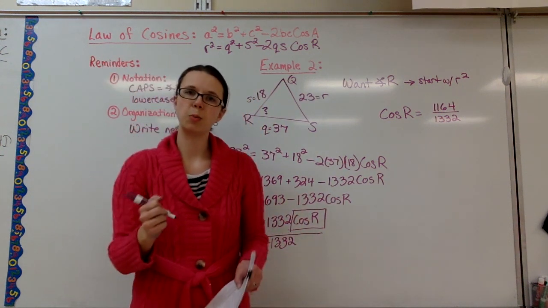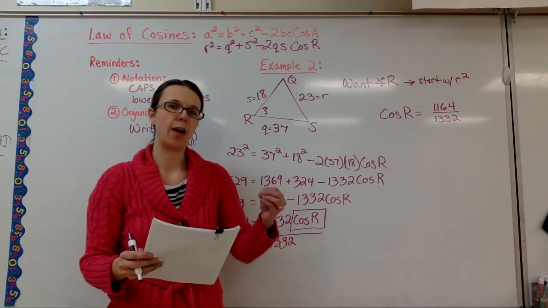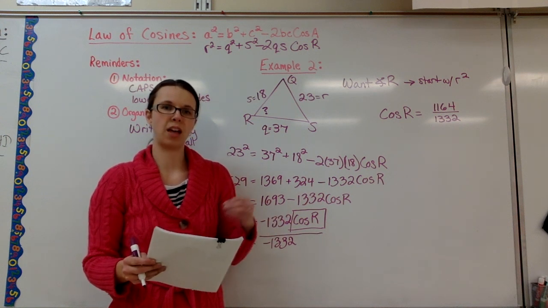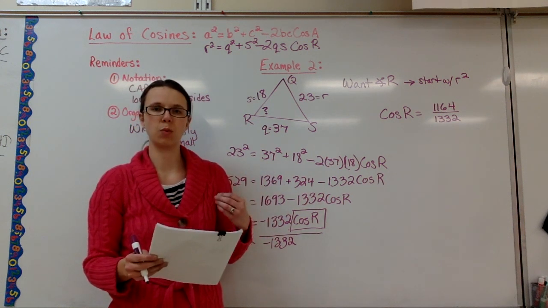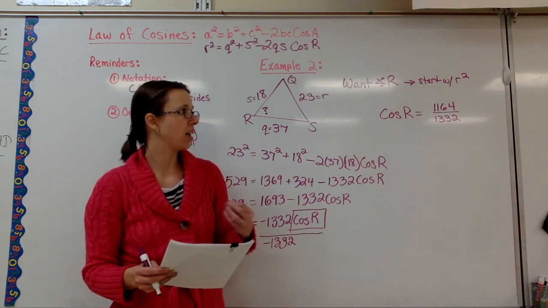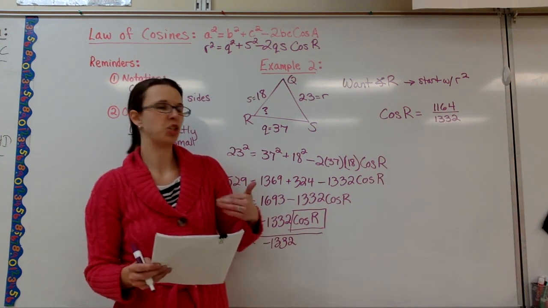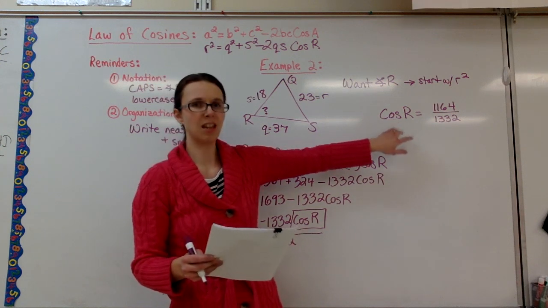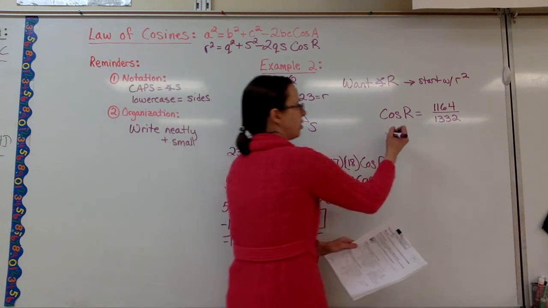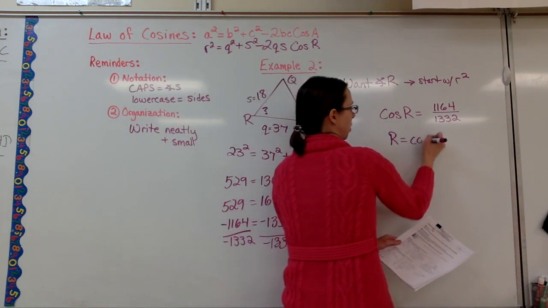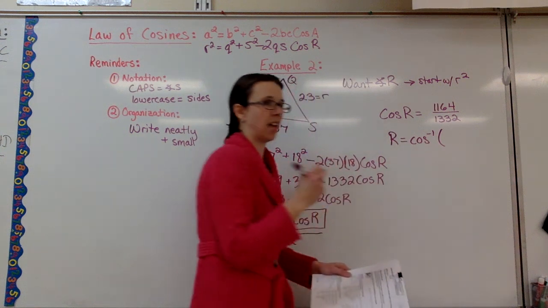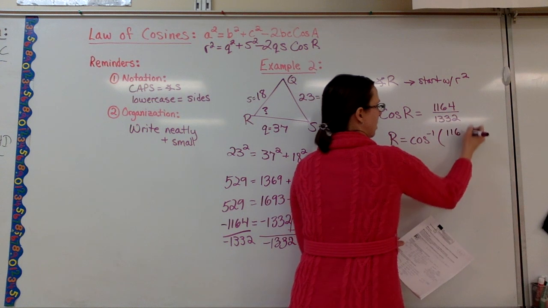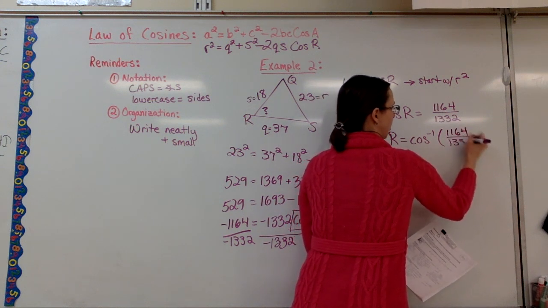So what I need to remember at this point is that if I want to get an angle out of any trigonometry equation, I have to use the inverse cosine or inverse sine or inverse tangent, whatever ratio it is that we're working with. I need to use the inverse of it to undo it. There's no such thing as dividing by cosine, remember. So I need to take the inverse cosine to undo this ratio. So r is just simply going to be equal to cosine inverse, which remember is that second function button on your calculator, cosine inverse 1164 over 1332.